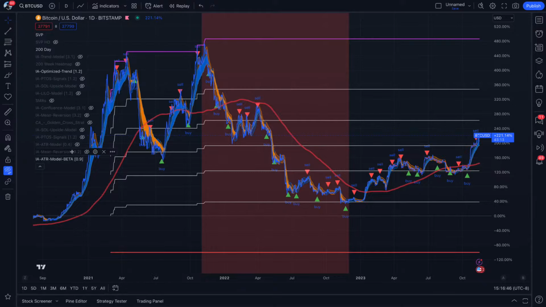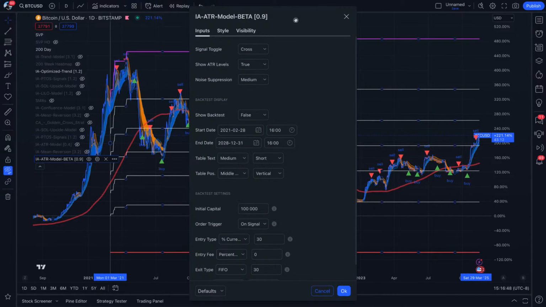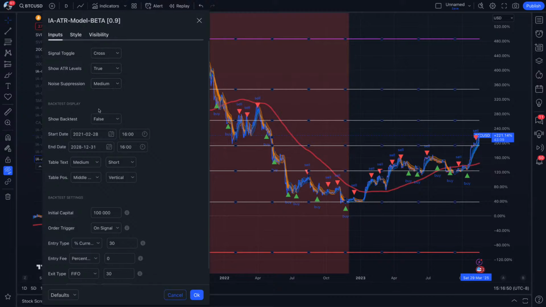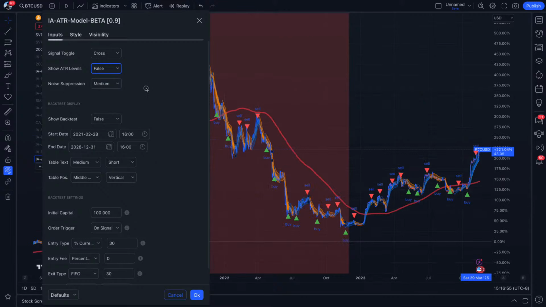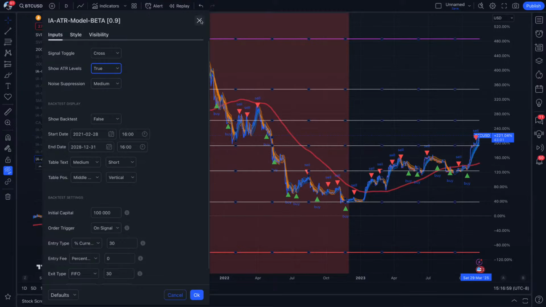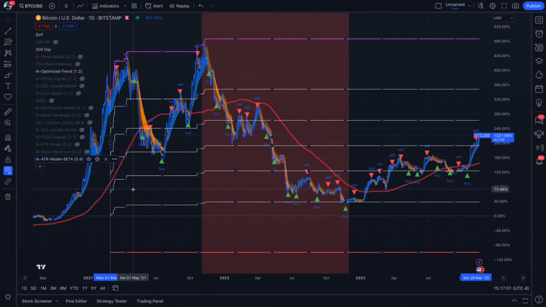Also, within the actual model itself, you will see different lines here. I'm going to turn them on and off. These are what we call the ATR levels. ATR, by the way, is augmented trading range. You can turn them on or off, but they're very important to have on because they also highlight areas of support and resistance. Look at the way it bounces along here on level 1, bounces along here on level 2, faces resistance on level 3, etc.